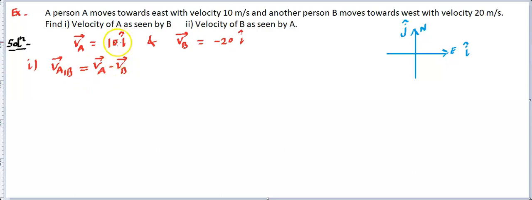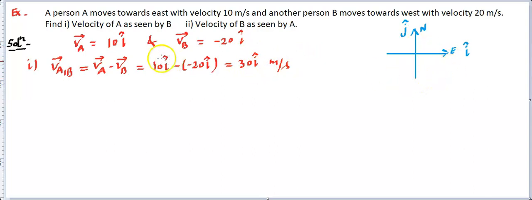VA minus VB, and this is VA, this is VB, so you can substitute over here. So it's going to be 10 i cap minus of minus 20 i cap. So ultimately it becomes 30 i cap. That means our answer is that with respect to A, velocity of B is going to be 30 meters per second, and that is towards the direction of positive i cap, so that's the east. So the answer is 30 meters per second towards east.